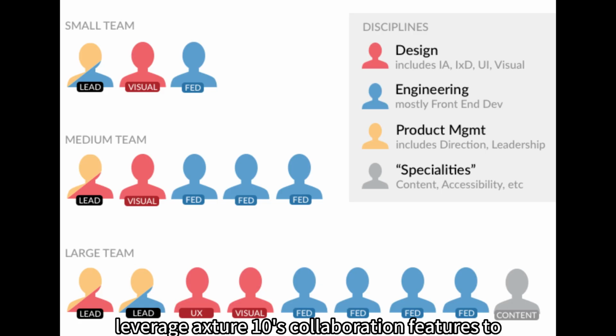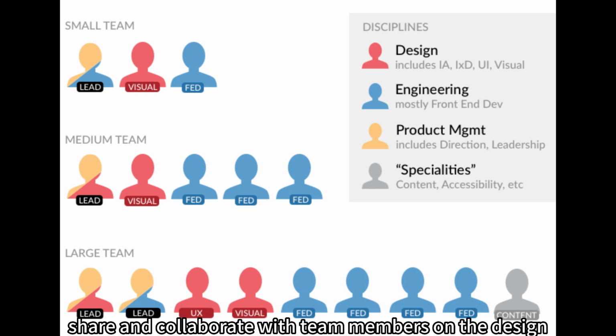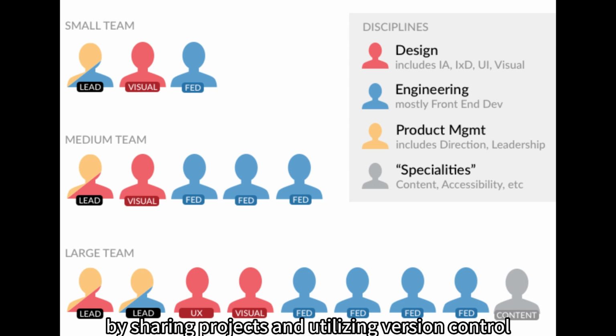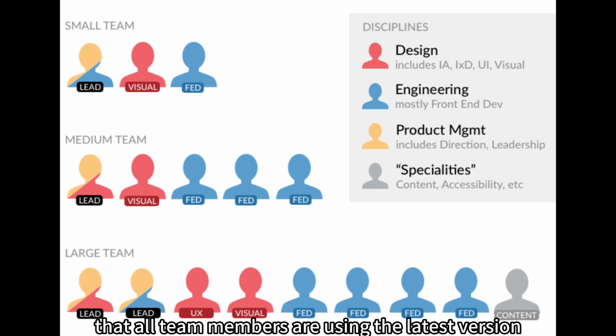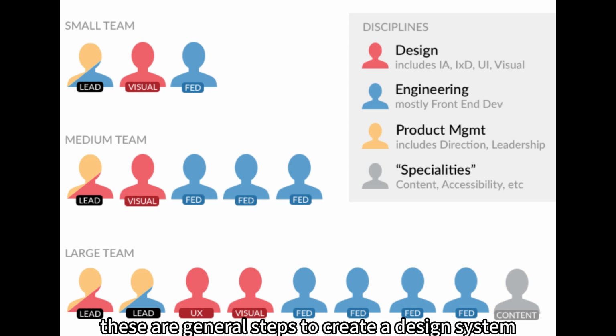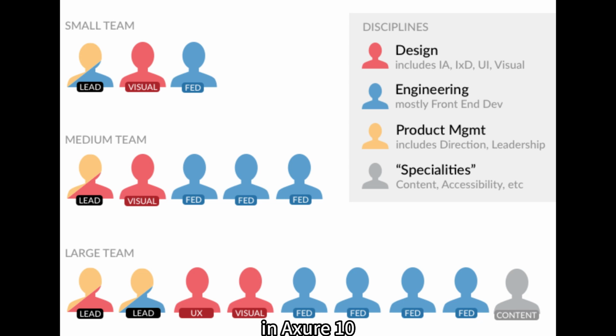7. Team collaboration. Leverage Axure 10's collaboration features to share and collaborate with team members on the design system. By sharing projects and utilizing version control, ensure that all team members are using the latest version of the design system. These are general steps to create a design system in Axure 10.